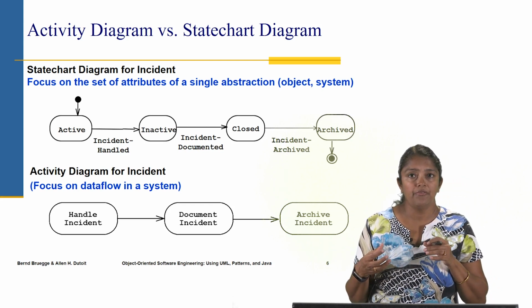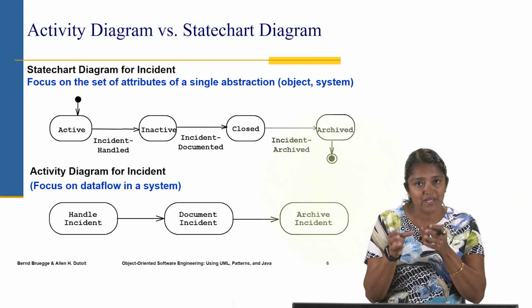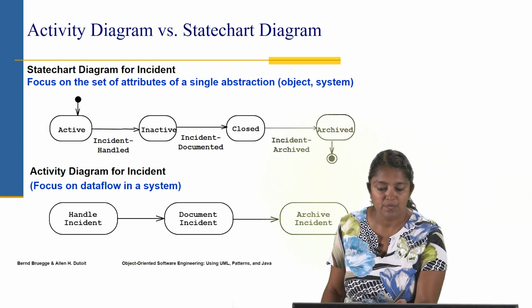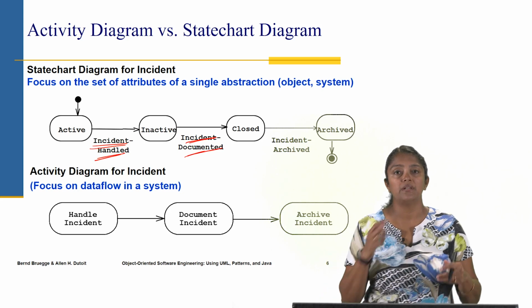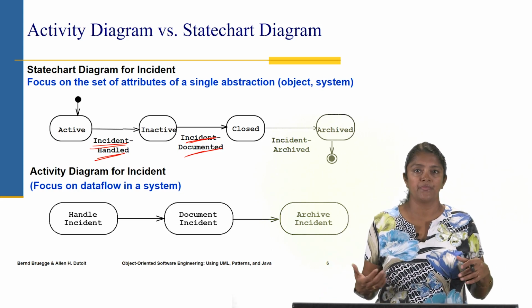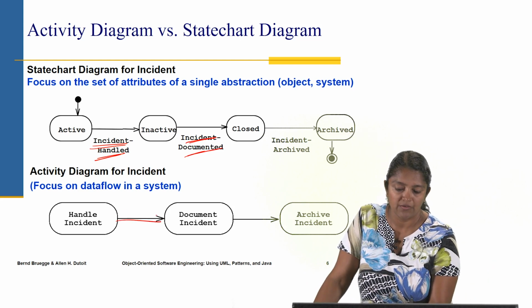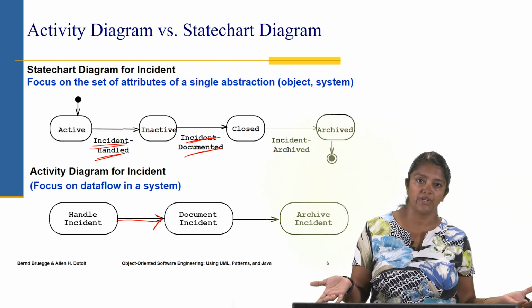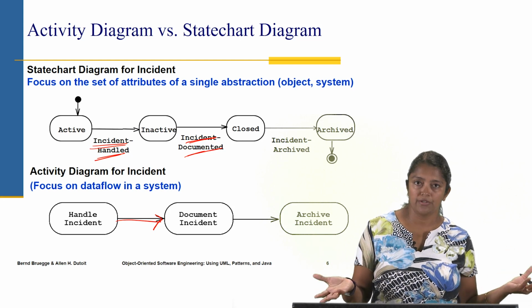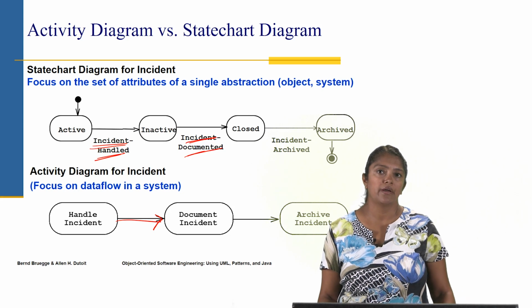And another key difference is that the states change on specific stimuli, on specific triggers, like an incident has been handled, an incident has been documented. So there's specific triggers. Whereas in an activity diagram, there's no specific triggers. The trigger by default is completion of a task, and then the focus of the activity diagram is on the data flow in the system, the data flow and the workflow of an entire system. So that's what the activity diagram focuses on.